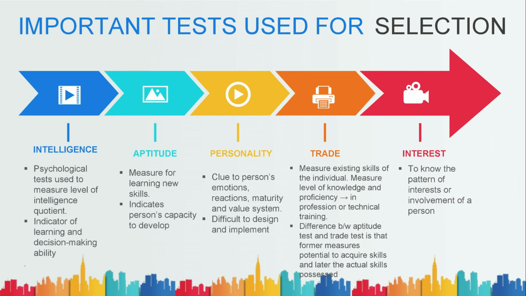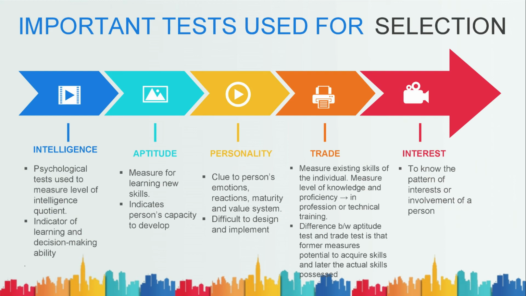Now the difference between an aptitude test and a trait test is that the former measures the potential to acquire skills, and the latter checks the skills already possessed by the individual. So this is very important. You should be able to learn and grasp new things, that is through the aptitude test, and you should also be able to perform the job with your previous understanding. So this is the difference that you should know.